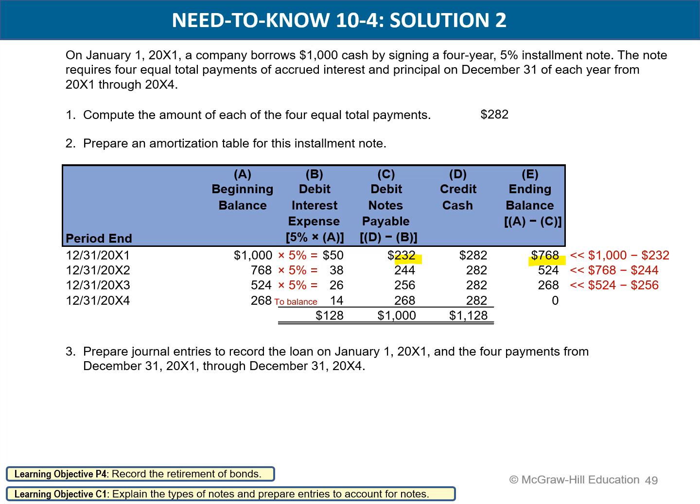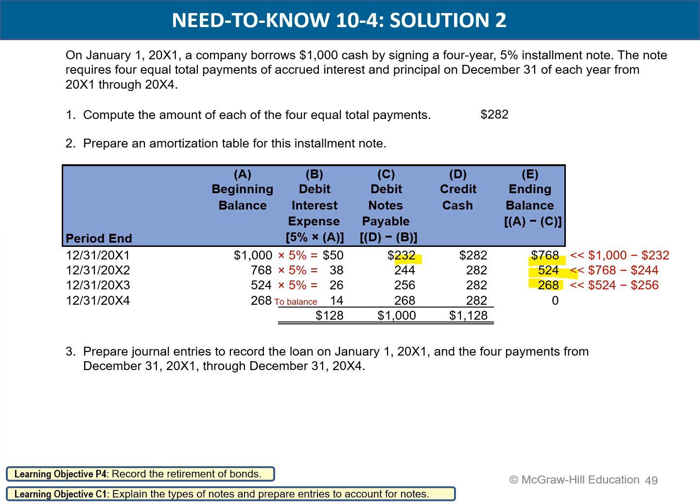So we start at $768, we multiply it by 5%, we have $38 of interest in payment 2. 282 minus 38 is 244. 768 minus 244 is an ending balance of 524 after that payment. Then you have 524 times 5%, so that's $26 of interest. If we have 282 as our payment minus $26 of interest, we're going to have $256 of principal in that third payment. So 524 minus 256 is 268.